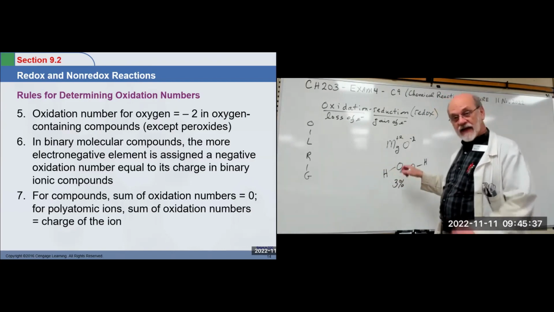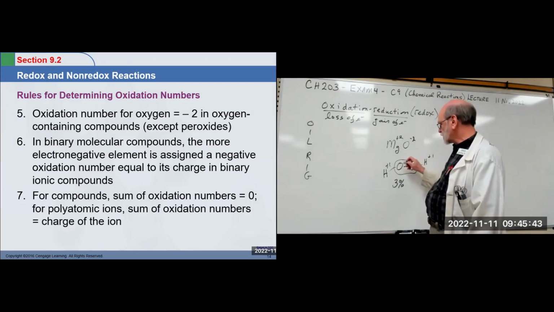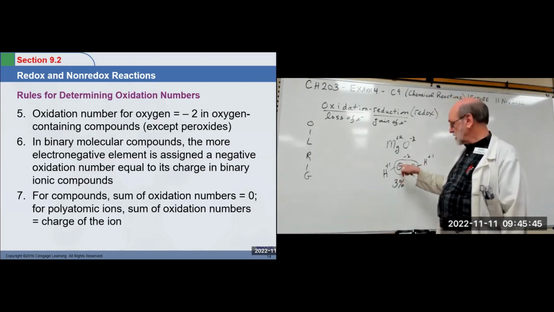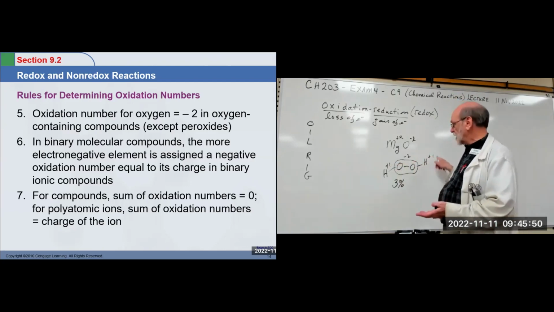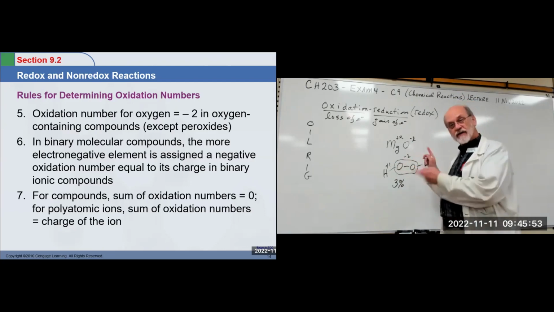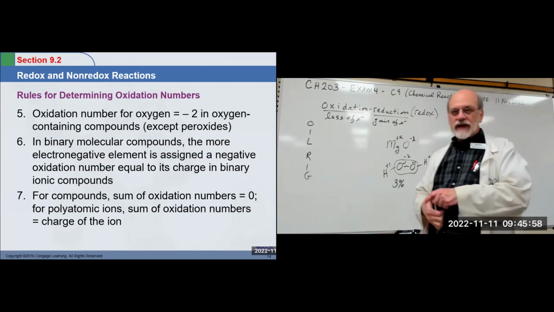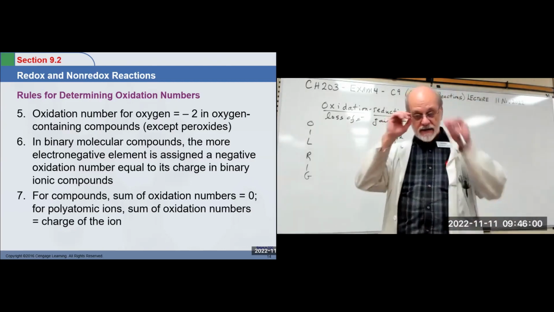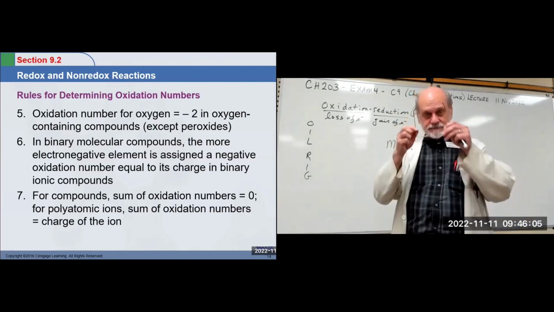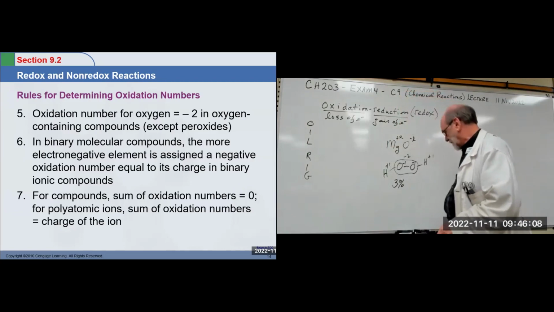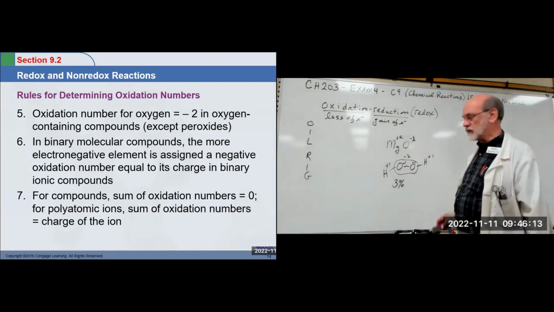In that case, the hydrogens are +1. That means those two have to be -2, right? +1, +1, and these together have to be -2 to balance the charge. That means each one of these oxygens has to be a -1. So anytime you have oxygen in a peroxide, each oxygen has an oxidation state of -1. Otherwise, if it's oxygen by itself in a compound, it's a -2.